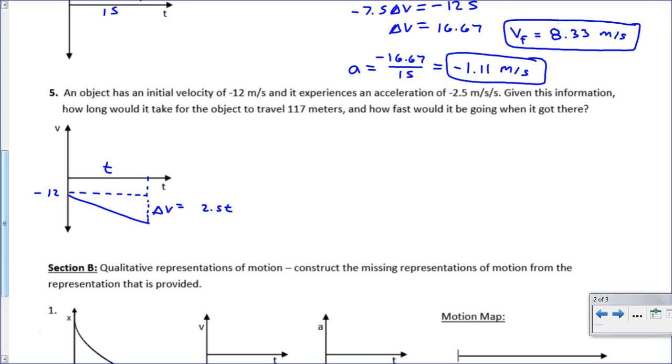All right, and so what we end up with here is the rectangle, which is a t by 12 rectangle, so 12 times t, plus the triangle, which is 1/2 times t, and then the height of that is 2.5t, times 2.5t. And we know that this equals the distance traveled because the area equals the distance traveled. In this case, it's 117 meters.